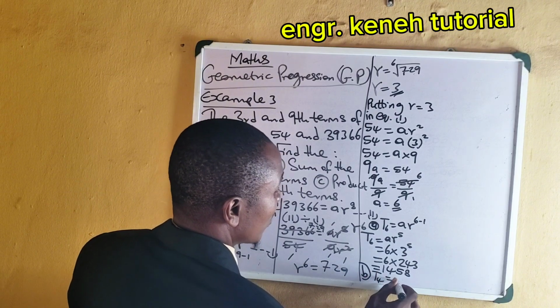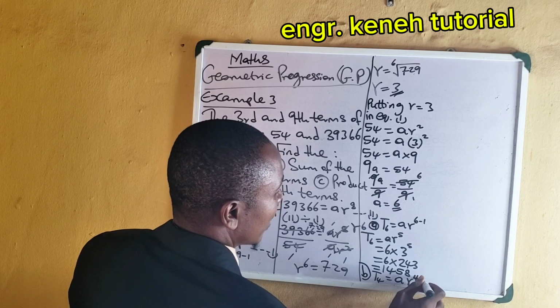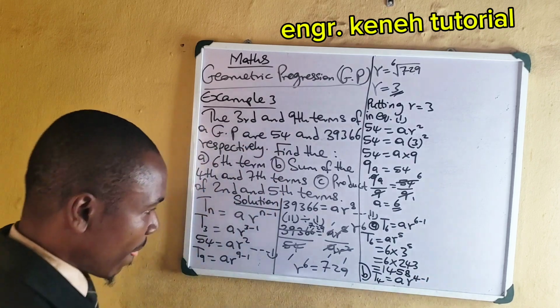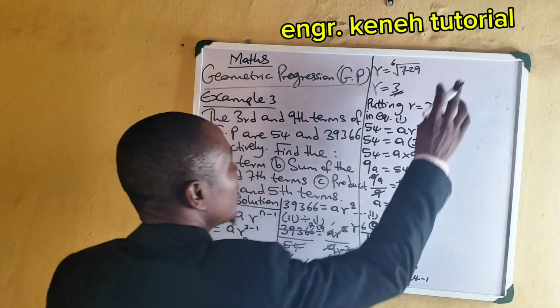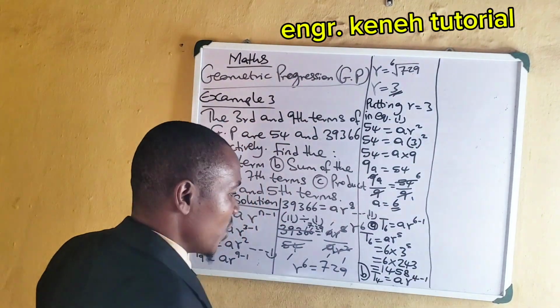All right, so let's start with the fourth term. We have T4 is equal to AR, with 4 minus 1. Can you see that? I don't have much space here, so let me continue over here. I'll draw a line so that you won't get confused.